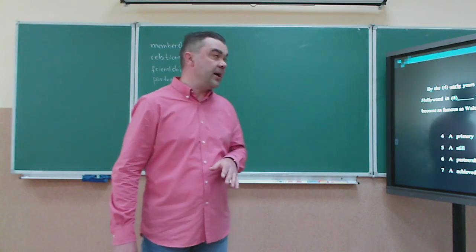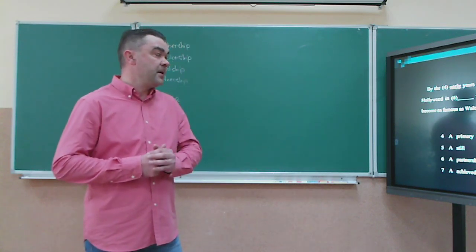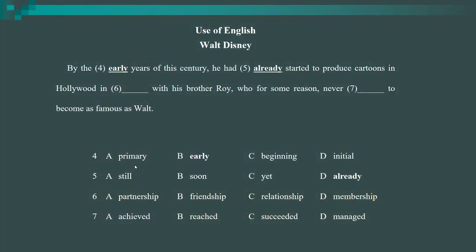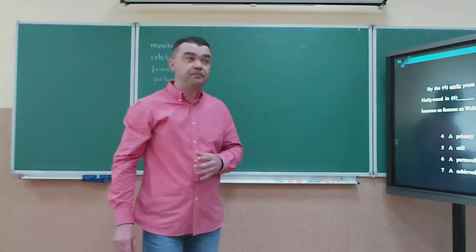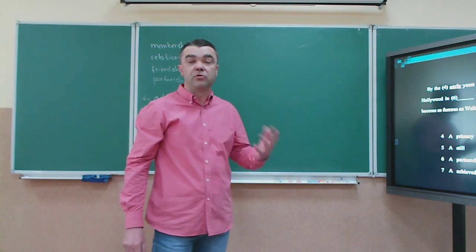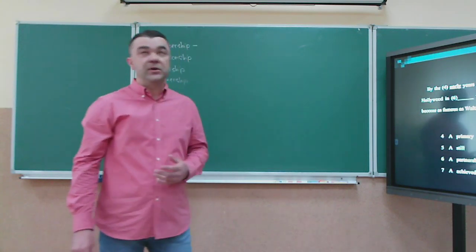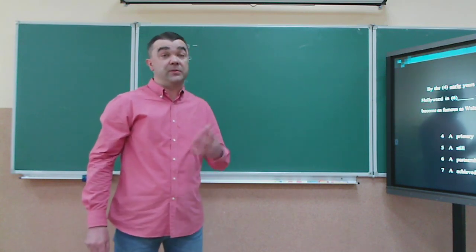If we have a look at our text, we see the second portion of it. By the early years of this century, he had already started to produce cartoons in Hollywood. And in point 6 we have variants: partnership, membership, friendship, and relationship. So I explained already just membership and friendship, but anyhow again. So what is membership? Membership is the state of belonging to some kind of group or organization. For example, the membership in this club is very expensive.